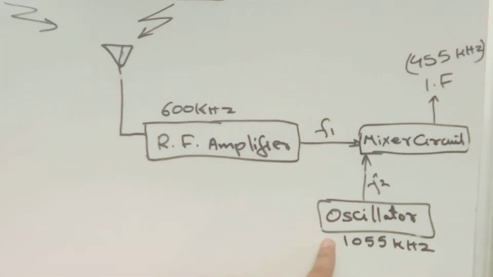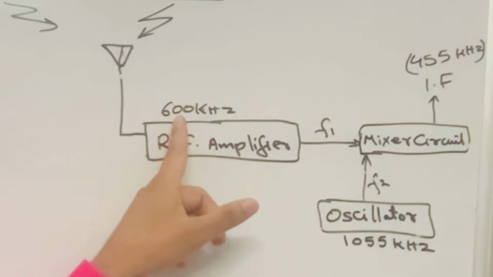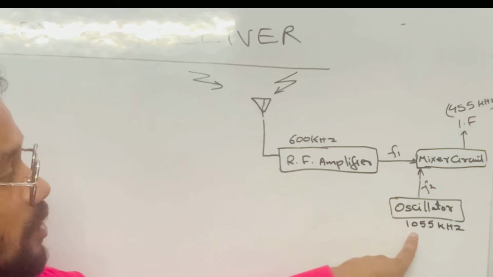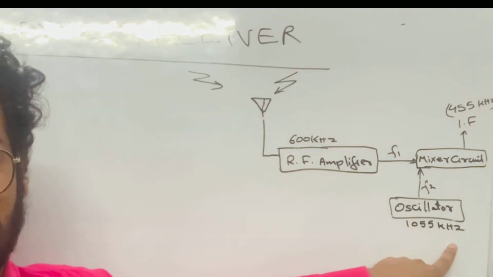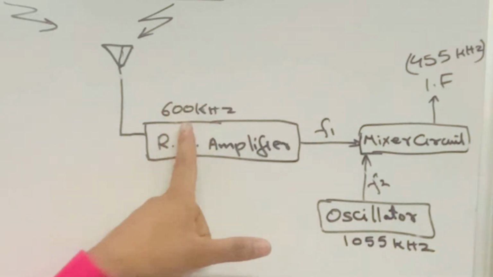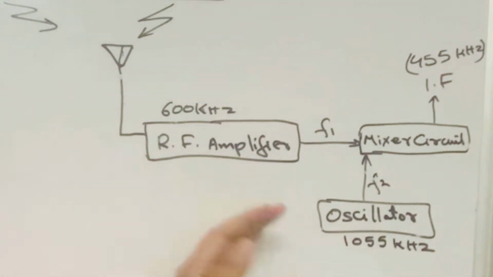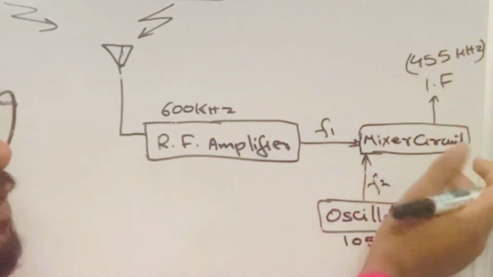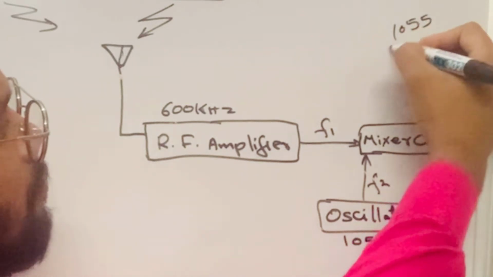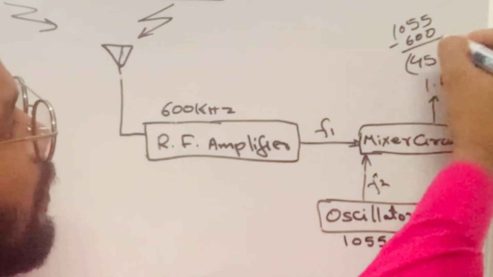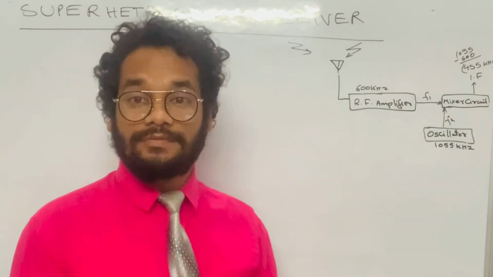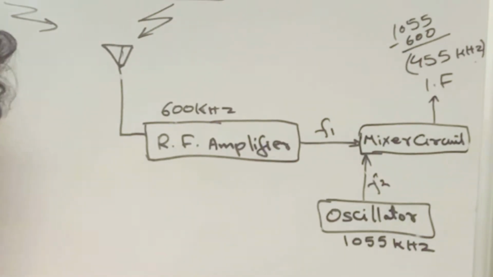As I have told earlier, a local oscillator produces a frequency which is 455 kilohertz above the selected frequency. That's why here the local oscillator is producing 1055 kilohertz. And if you see how much greater 1055 kilohertz is than 600 kilohertz, it is 455. So when both these frequencies go to the mixer unit, it produces 455 kilohertz, that is 1055 minus 600. Both are in kilohertz, and we get 455 kilohertz. Hence the mixer always produces a fixed frequency, 455 kilohertz, which is a low frequency.